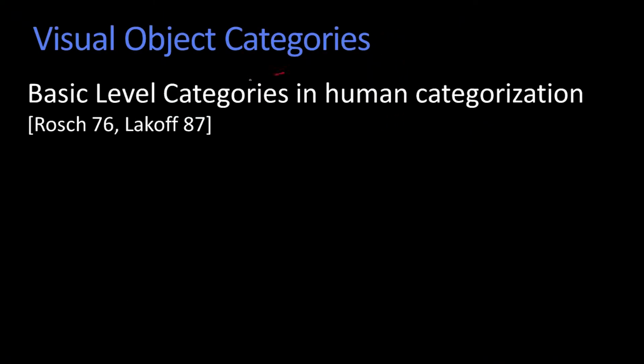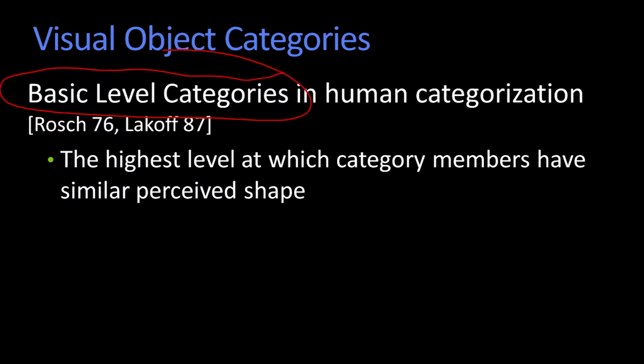Well, to get some inspiration about this, let's talk about what humans do in visual object categories. There was work in what's referred to as basic level categories in human categorization. It was started by Rosch, a series of seminal papers back in the 70s, continued on by Lakoff and other cognitive scientists. And what they found is there are certain levels of description that seem to have a preferred place in human cognition. So for example, the basic level was the highest level in the category, which you could say that objects have the same or similar perceived shape.